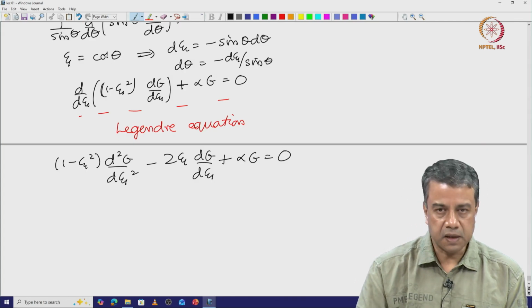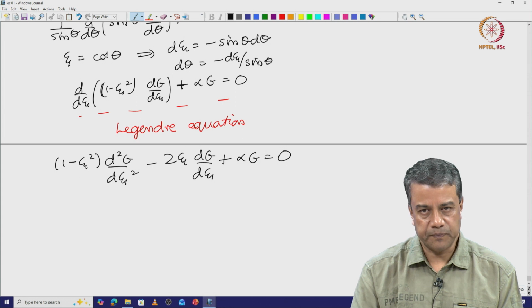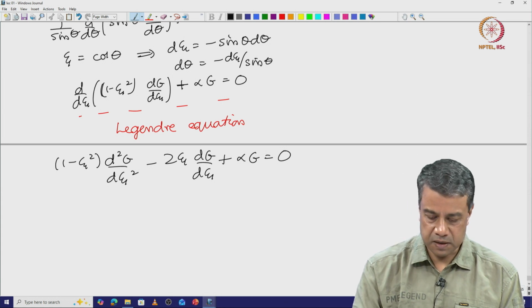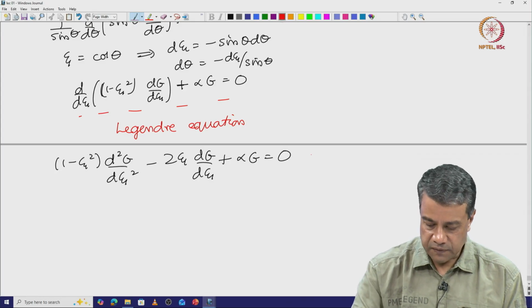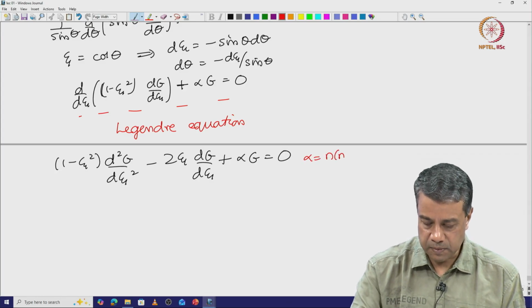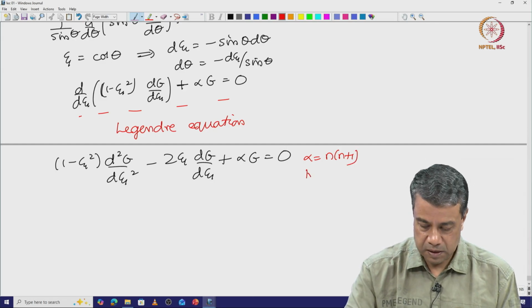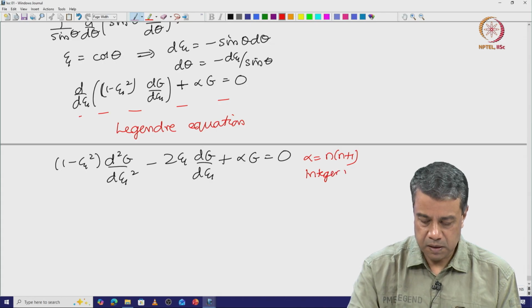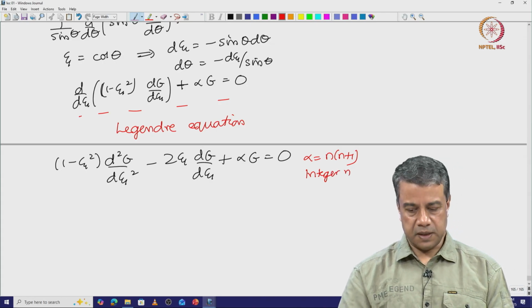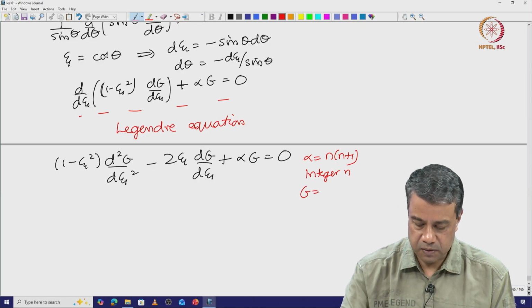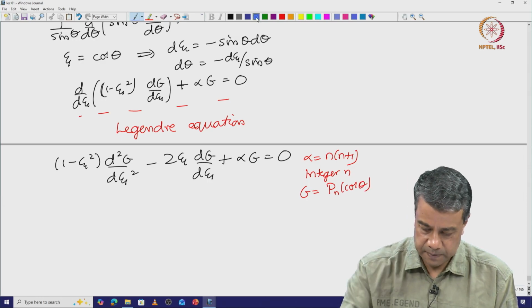It turns out that you get solutions that satisfy the boundary conditions in the theta direction only when alpha is equal to n into n plus 1, where n is an integer. And the solutions are g is equal to P n of cos theta, where P n is what is called the Legendre polynomial.